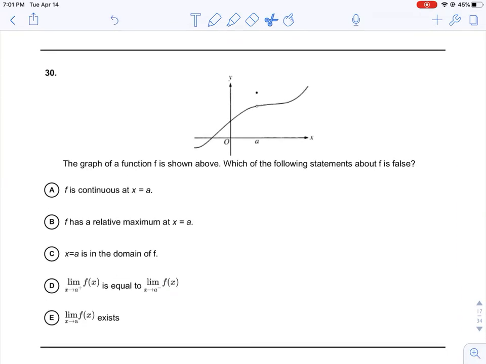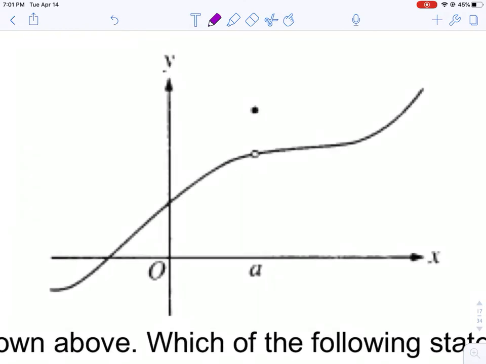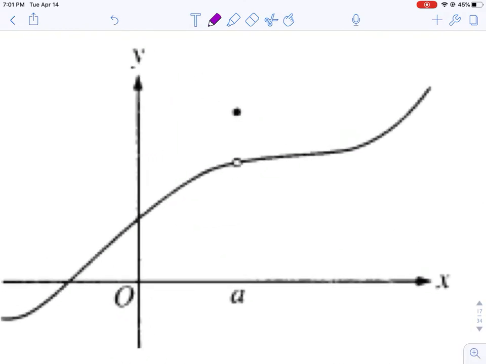30. The graph of a function f is shown above. Which of the following statements about f is false? So, f is continuous at a. Remember, to be continuous, we talked about this at the very beginning of the first video, the limit has to exist, which means it has to go to the same y value from both sides, which it does. So the limit does exist at a.